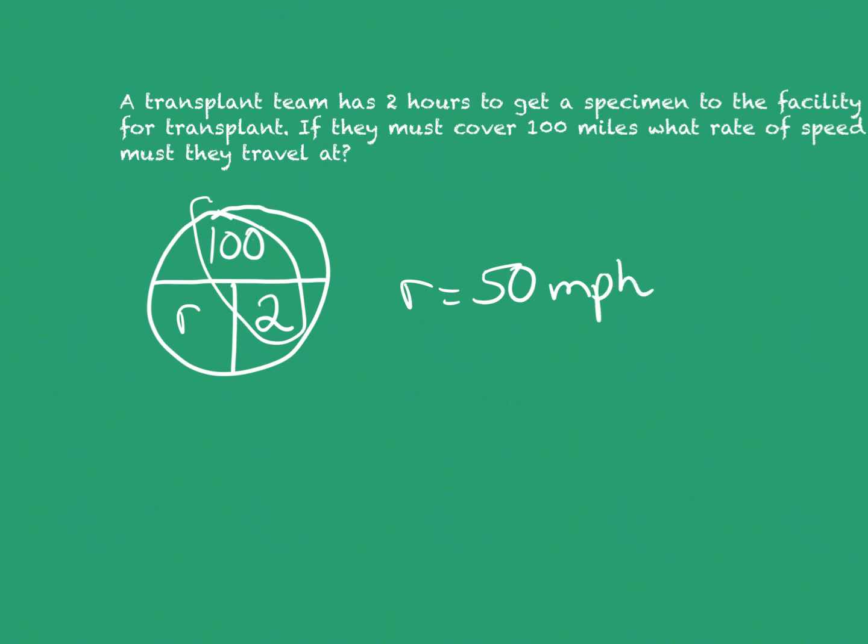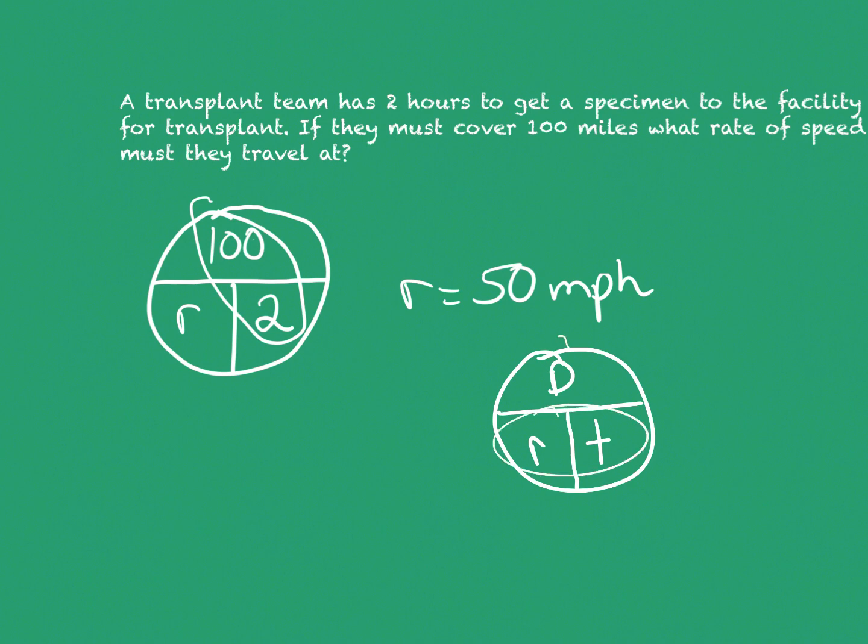So consider using this handy circle to help you decide if we're multiplying or dividing. Distance on top, rate and time on the bottom. Next to each other, multiply. On top, on bottom, divide.